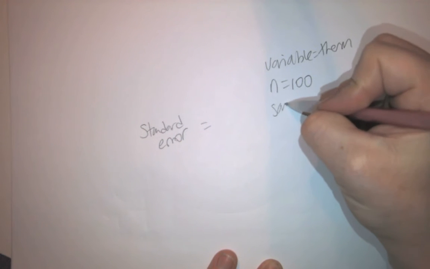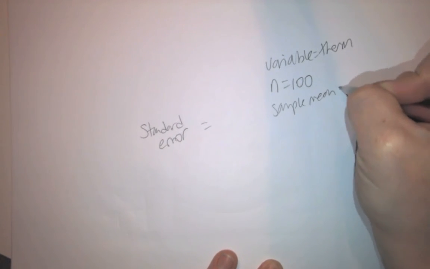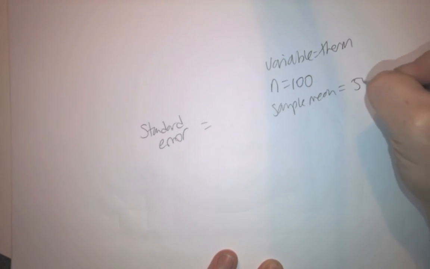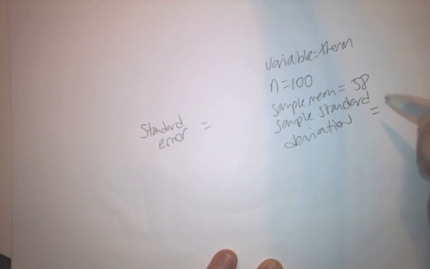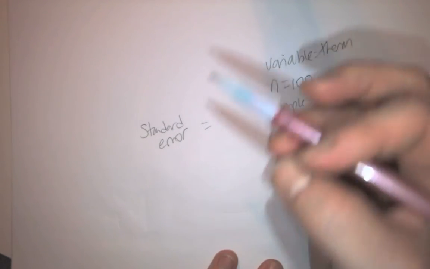I don't know of what. That's okay if we don't know right now. So n equals 100. The sample mean equals 58, and the sample standard deviation equals 24.8.